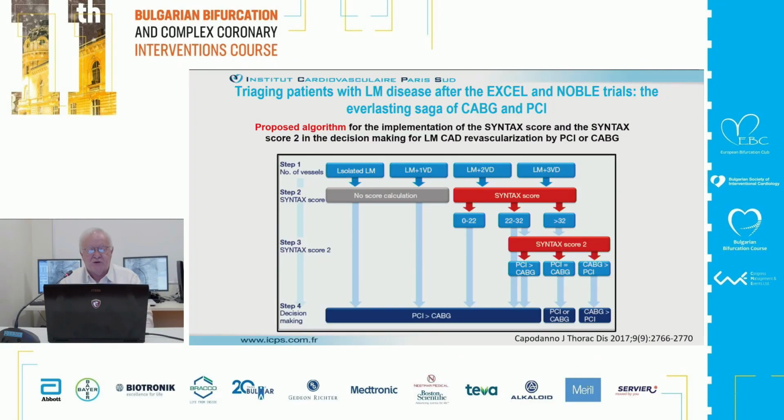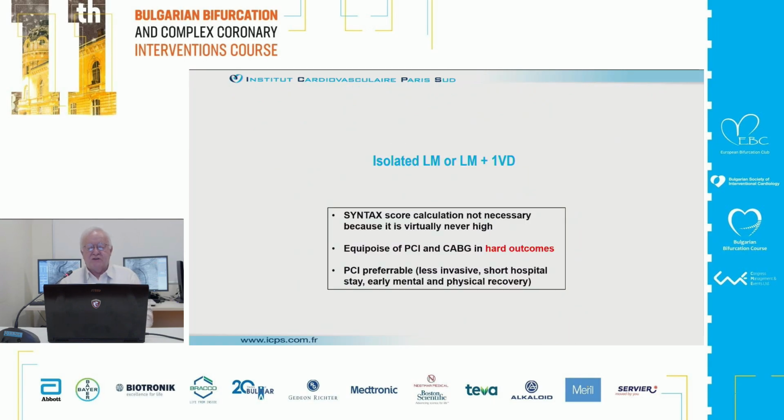When we have an isolated left main or a left main plus a single vessel, it is not useful to do the SYNTAX score because this is virtually never high, and the equipoise of PCI and CABG in hard outcomes is reached. And PCI is preferable because this is less invasive with a short hospital stay, early mental and physical recovery.